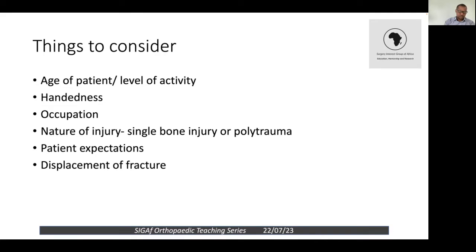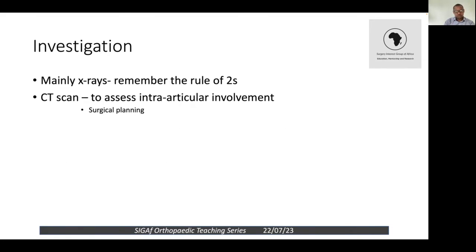You also want to look at the images and look at the displacement of the fracture. More severely displaced fractures will obviously warrant a bit more treatment than just a simple conservative pull and immobilize, whereas simple undisplaced fractures might just need a wrist splint. So I think it's just things to consider as you're seeing the patient, as you're looking at the X-ray from the start, just to try and categorize where you think these patients might fall into.